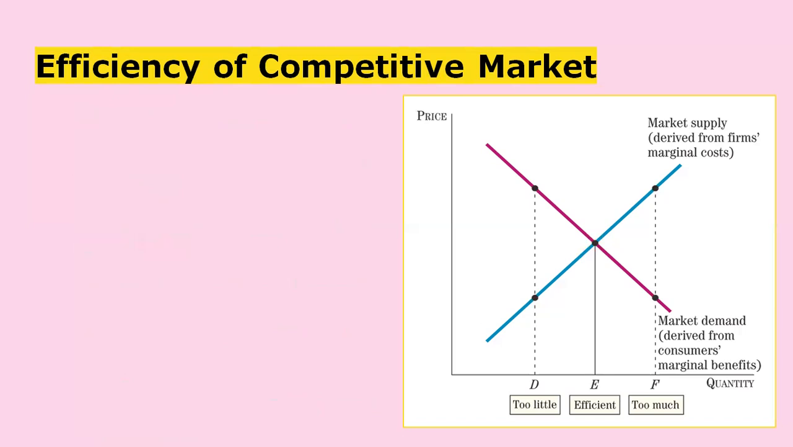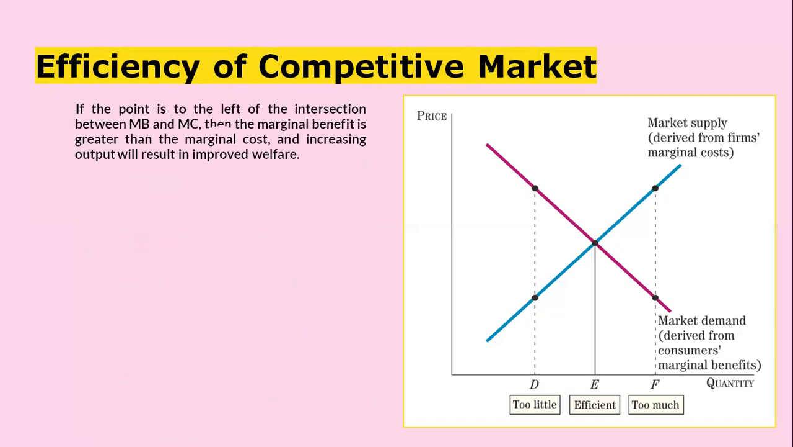Efficiency of competitive market. If the point is to the left of the intersection between marginal benefit and marginal cost, then the marginal benefit is greater than the marginal cost, and increasing output will result in improved welfare.